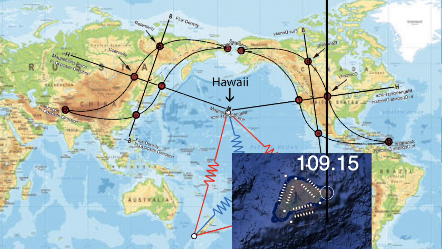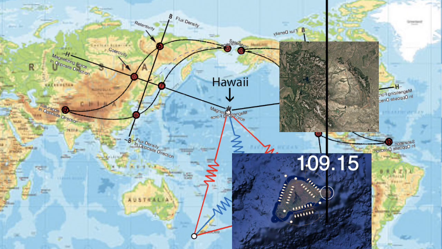When you draw a line straight north from this point, which is 109.15 degrees of longitude, you find it splits the formations of Yellowstone and the Bighorn Basin. This line is the dividing line globally for the anode and cathode of the global electric circuit that formed.